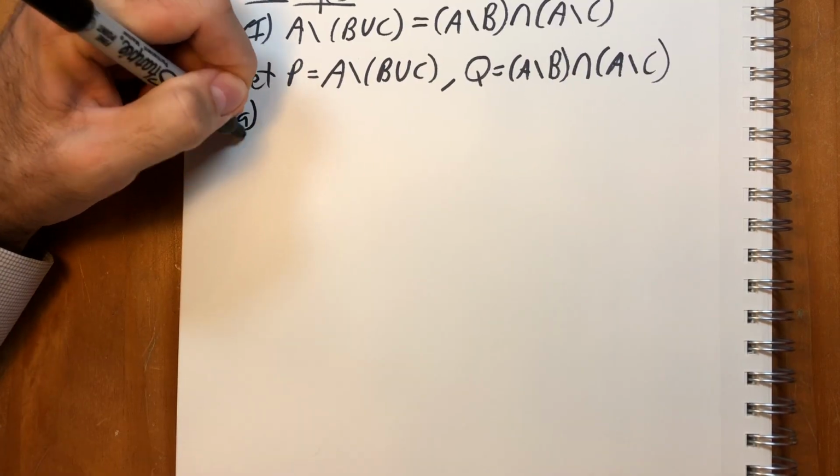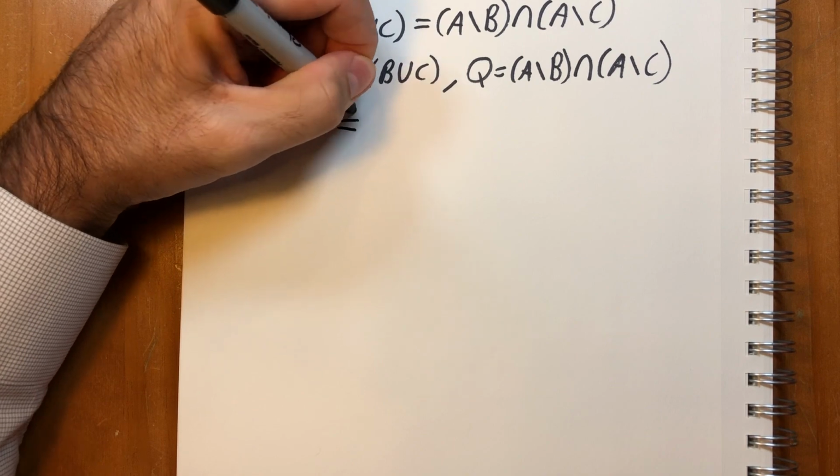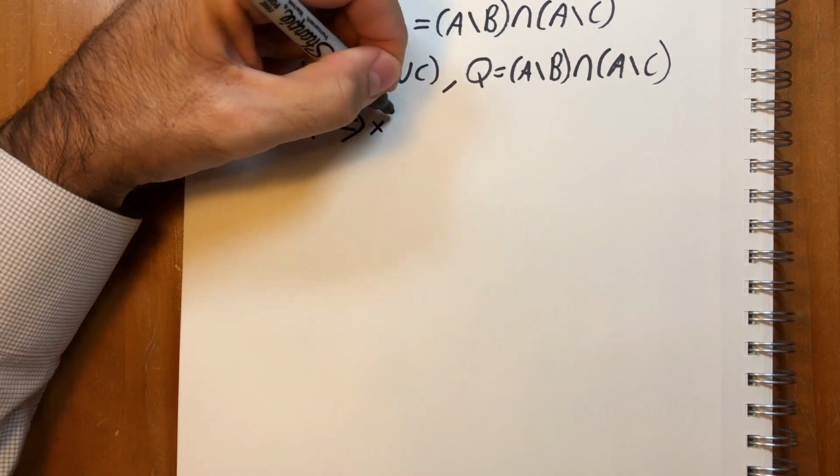Okay, so first, let X be an arbitrary element of P. So that implies that it is an element of this.